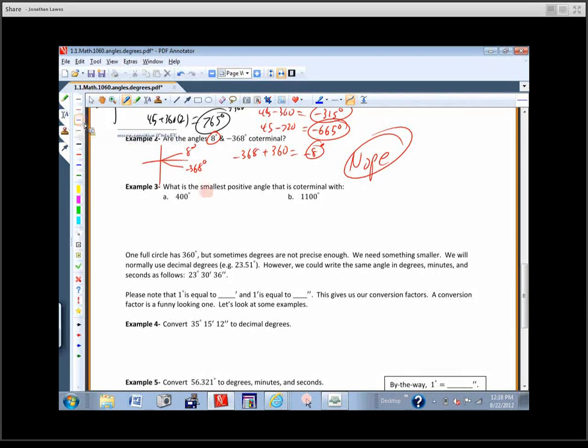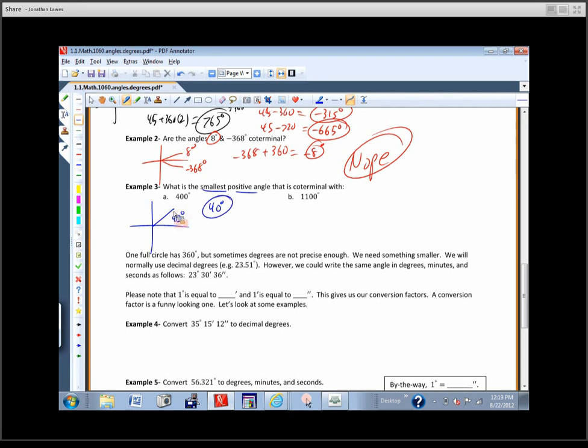Okay? What's the smallest positive angle that's coterminal with these two right here? So here's what we do. This is a good thing to be in the practice of. 400 degrees. Start at the positive side of the x-axis. 90, 180, 270, 360. How many degrees do I have left over? I've got 40. So I'm about right there. If this was 360, that would be 40 degrees left over. So the smallest positive angle that's coterminal is 40 degrees.